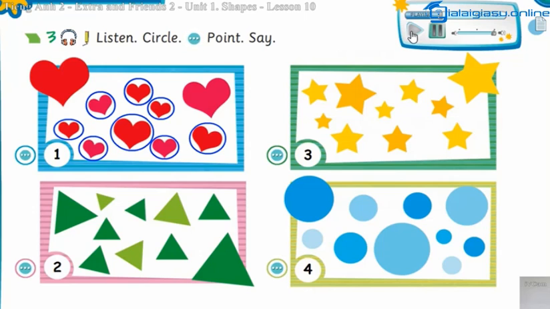Three green triangles. How many green triangles? Four? No. They are three triangles. So, let's count. One, two, three. Three triangles. And number three.